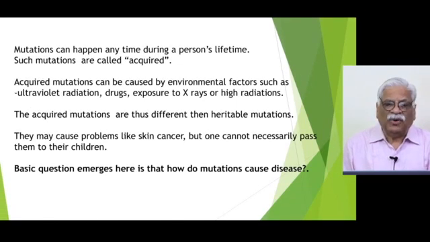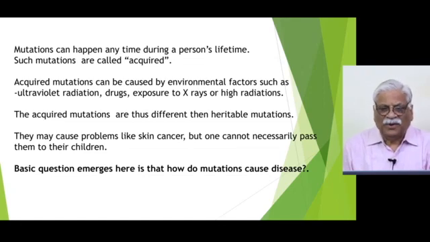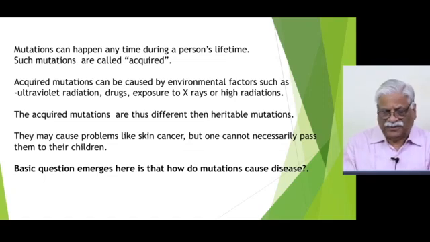Mutations can happen anytime during a person's lifetime, and these mutations are called acquired. Acquired mutations can be caused by environmental factors such as ultraviolet radiation received with sunlight, drugs, exposure to X-rays for a long time, or exposure to high radiation. The acquired mutations are thus different from heritable mutations. They may cause problems like skin cancer, but one cannot necessarily pass them to their children, and that's why they are called acquired. The basic question that emerges here is: how do mutations cause disease?